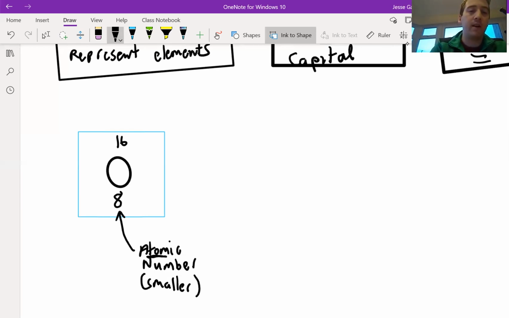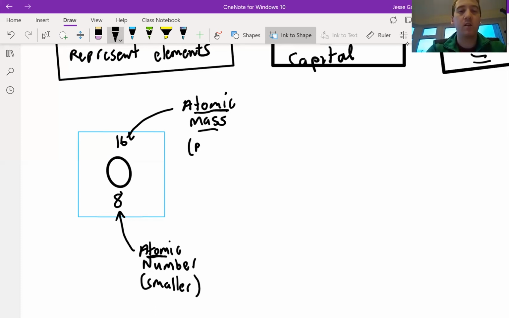The other number here is what we call the mass number. We sometimes call it the mass number, but a better word for it is the atomic mass. Atomic mass. In other words, the mass of the atom. How much mass is in the atom? This is the bigger number.